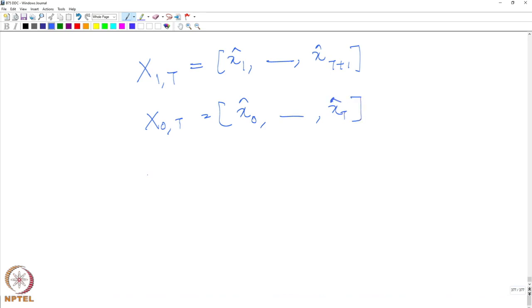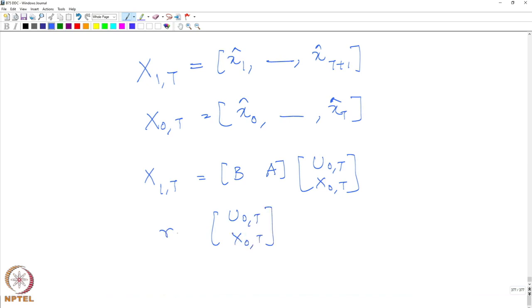So what we have here is that we know that X_1T = [B A] [U_0T; X_0T]. We assume that [U_0T; X_0T] is full row rank, so the rank of this is exactly equal to m plus n. That is the setting, and from here we would like to understand what happens with a state feedback.